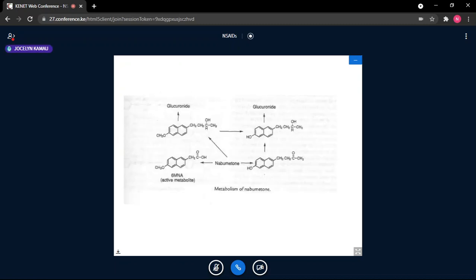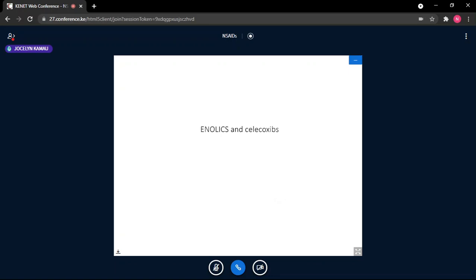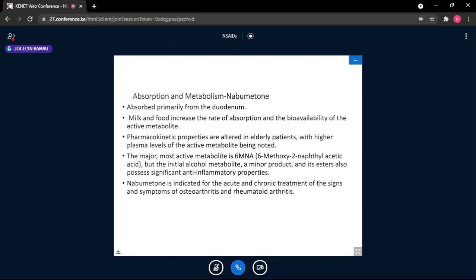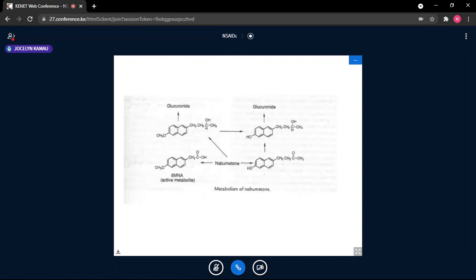So the initial alcohol metabolites and their esters are found to have some activity, but indeed the drug which has the majority of the activity is 6-methoxy-2-naphthyl acetic acid. And nabumetone is indicated again just for the same conditions: fever, pain, and inflammation.